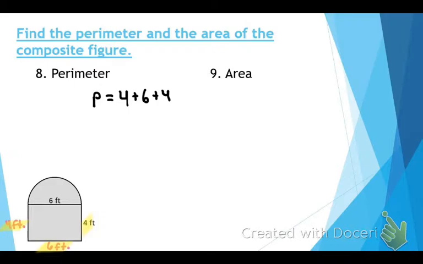So I want us to start with this. The diameter equals 6 feet, which means the radius equals 3 feet. Cut it in half. Okay?